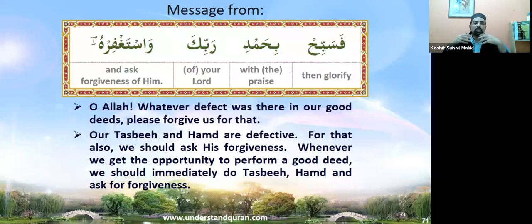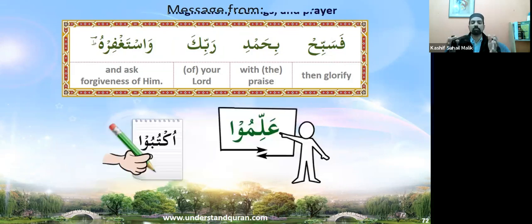You know, because we are human beings. When the Prophet is being told to do tasbih and hamd and then do istighfar, people like us who are just ordinary human beings should be doing tasbih, lots of hamd, and then seeking Allah's forgiveness. Because we cannot even praise Allah rightly. We don't know even how to do his tasbih. We are very weak. We cannot do it at a nice perfection level. So then seek Allah's forgiveness. Oh Allah, forgive me if I'm not even able to do it rightly. Fasabbih bihamdi rabbika wastaghfirhu.